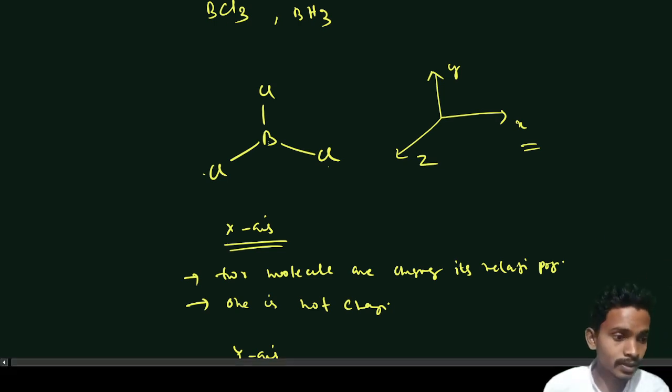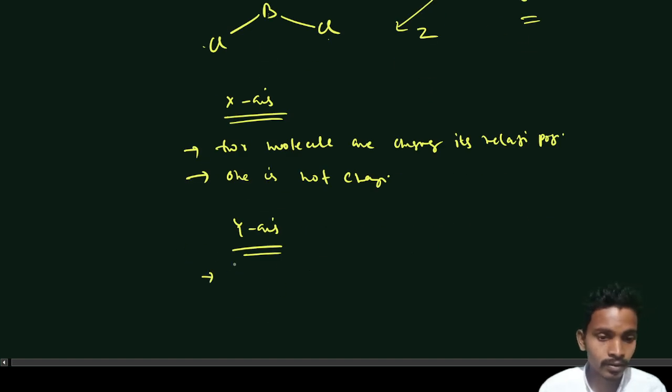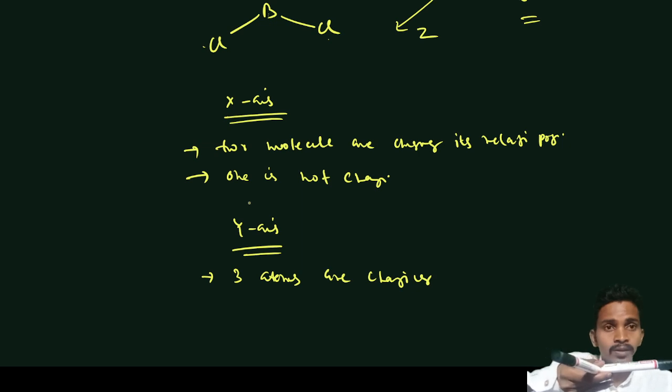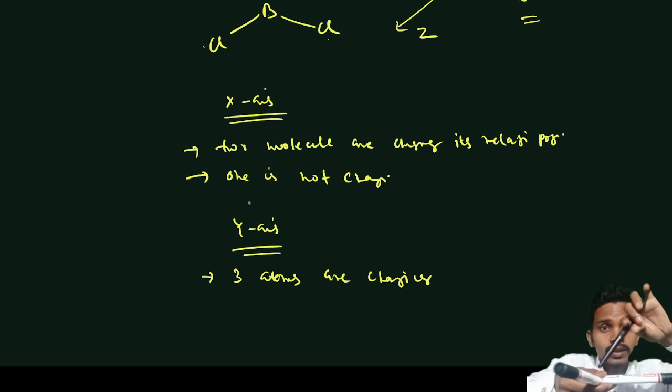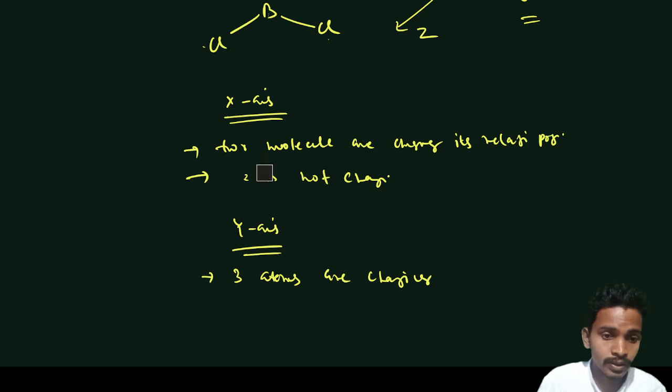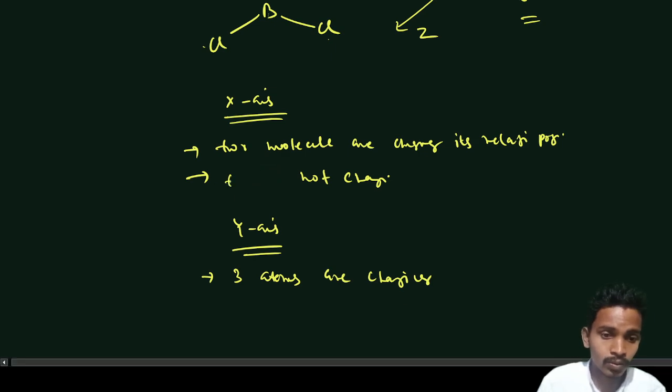Okay, so for the y-axis, three atoms are changing. Here not two, sorry, here two atoms are changing for the x-axis. Two atoms are changing and two atoms remain fixed. One is this chlorine, another is this boron atom. So here two are fixed, not one. Two are not changing.